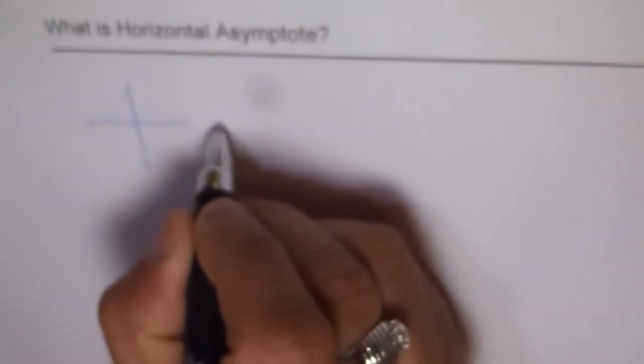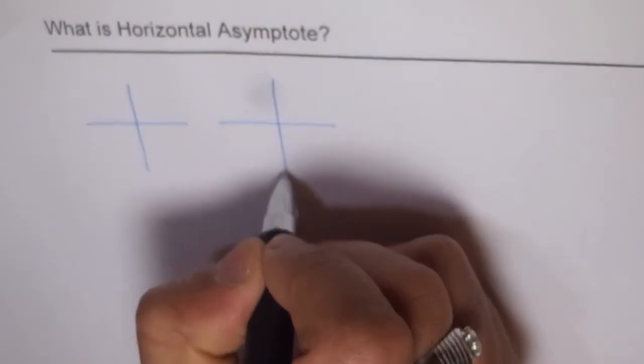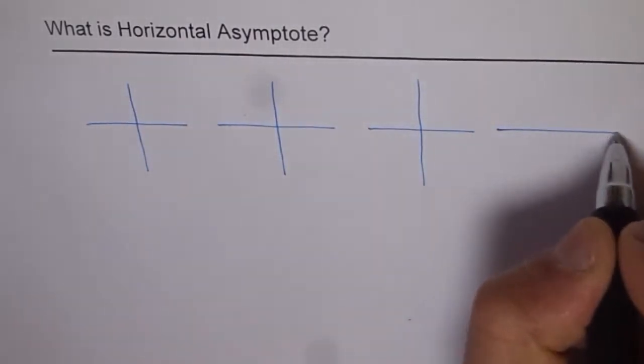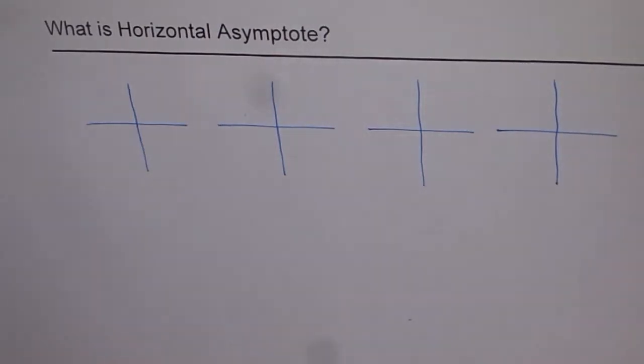In this one, let's look at some examples where we can appreciate what a horizontal asymptote really is. I'll draw the graphs of some functions so that you can see what we are looking into, and then we'll try to understand those horizontal asymptotes.